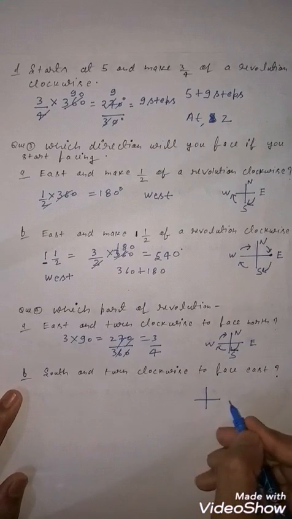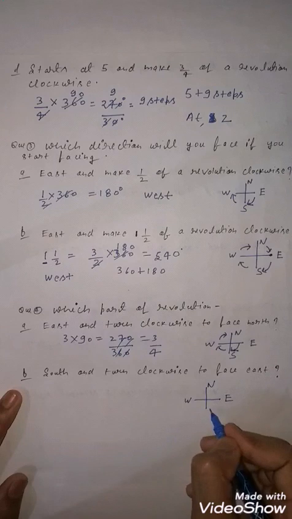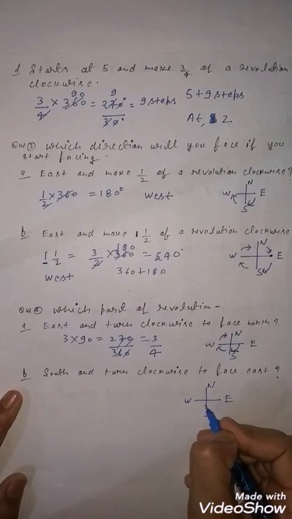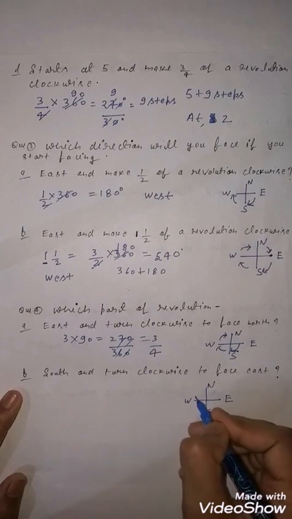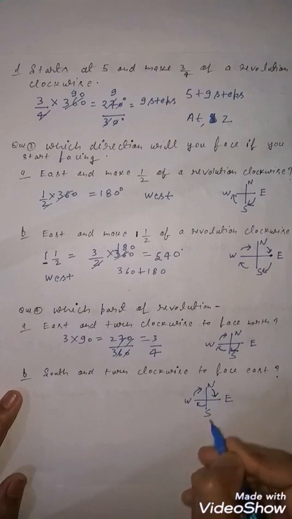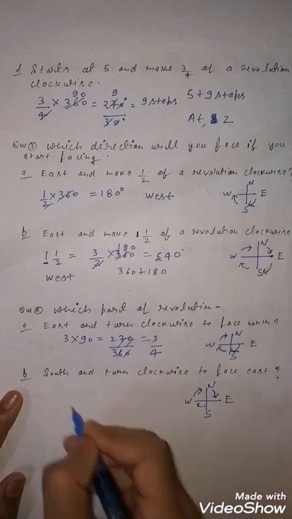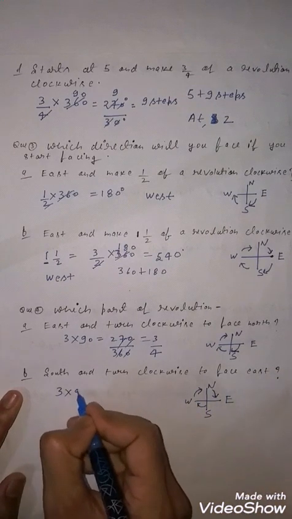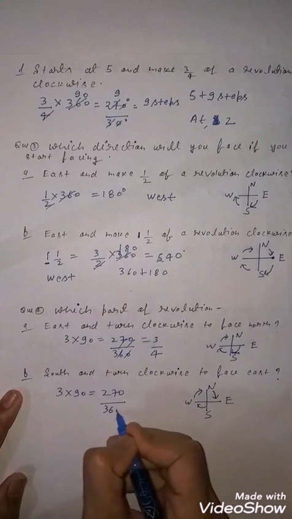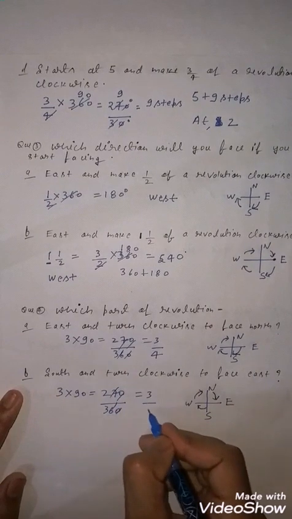Now again, south and turn clockwise to face east. Again you will draw the same diagram. East, west, north, south. South and turn clockwise to face east. So south to east you have to go. Here south to west 90, west to north 90, north to east 90. Clear students? So total again 3 into 90, that is 270, divided by 360. Zero zero cancel. Again your answer will be 3 by 4.